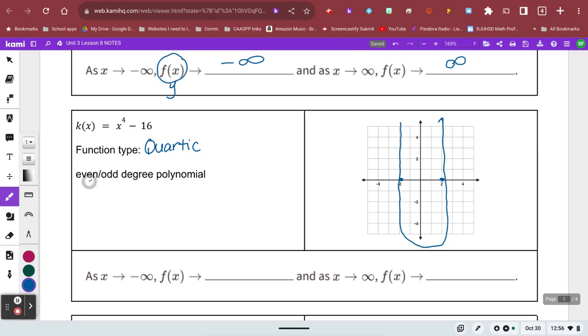This one I'm going to tell you is an even. And as the x's go towards negative infinity, so as we're going this direction, we can follow our graph. Our graph is actually going to go more to the positive infinity side, positive y values. And as we go towards the positive x's, our graph is going up to the positive y values.